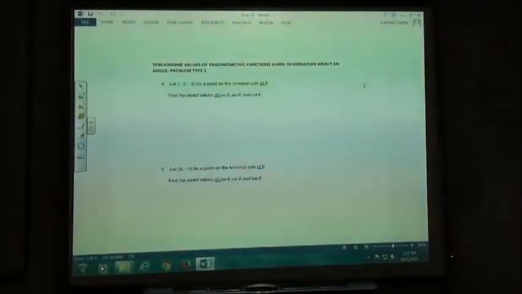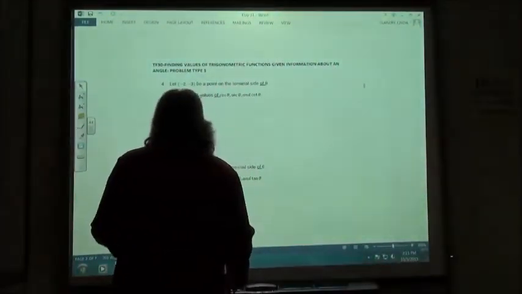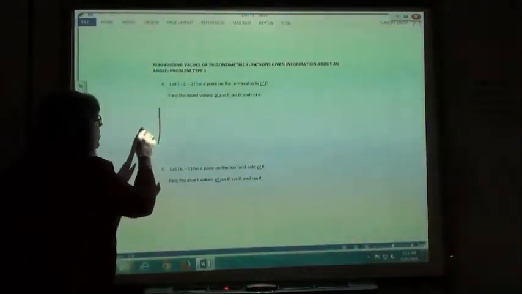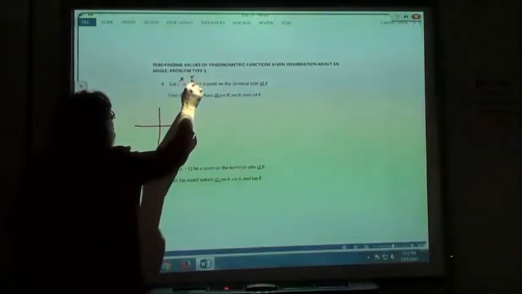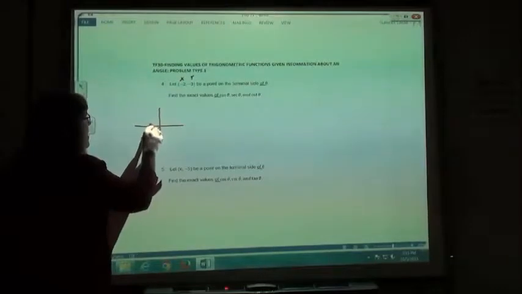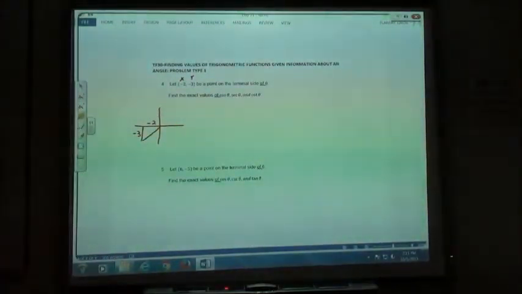Next one, finding the value of a trigonometric function given information about an angle. This is problem type 1. So what we're doing is we're thinking about our graph, and that this is my x direction and this is my y direction. So if I'm doing -2, -3, I would be over here in quadrant 3.